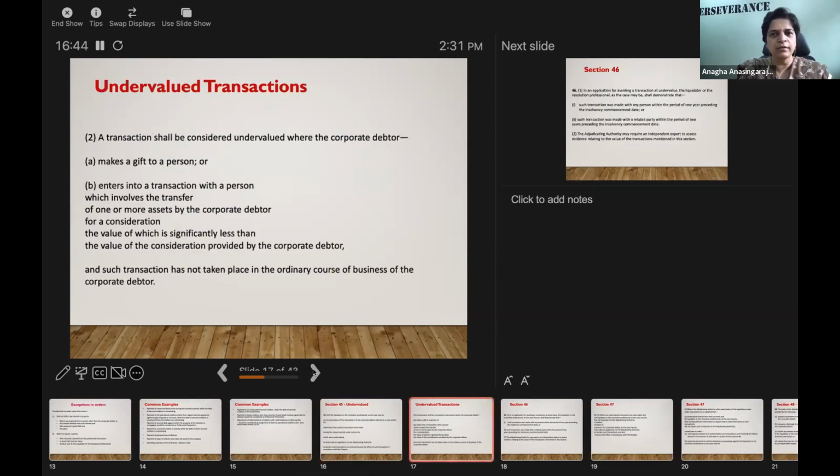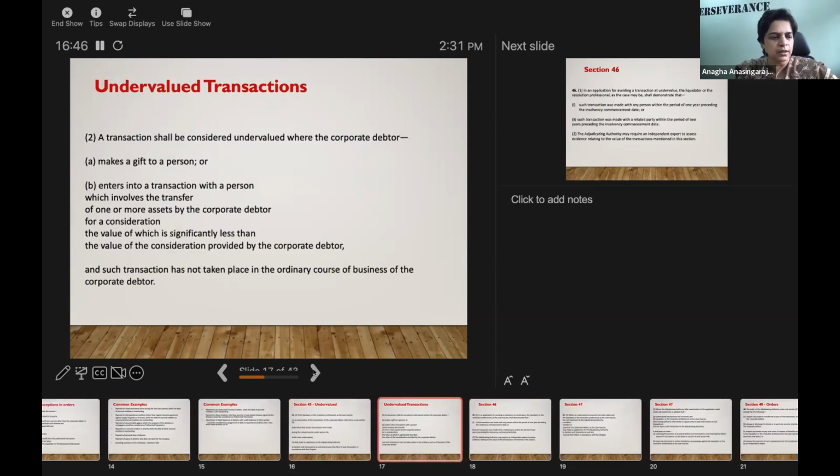So the prayer for undervalued is maybe only to get these transactions reversed and to get back the value that was given to the other party. Now, undervalued transaction, what is given in subsection 2? A transaction shall be considered undervalued where the CD makes a gift to another person.